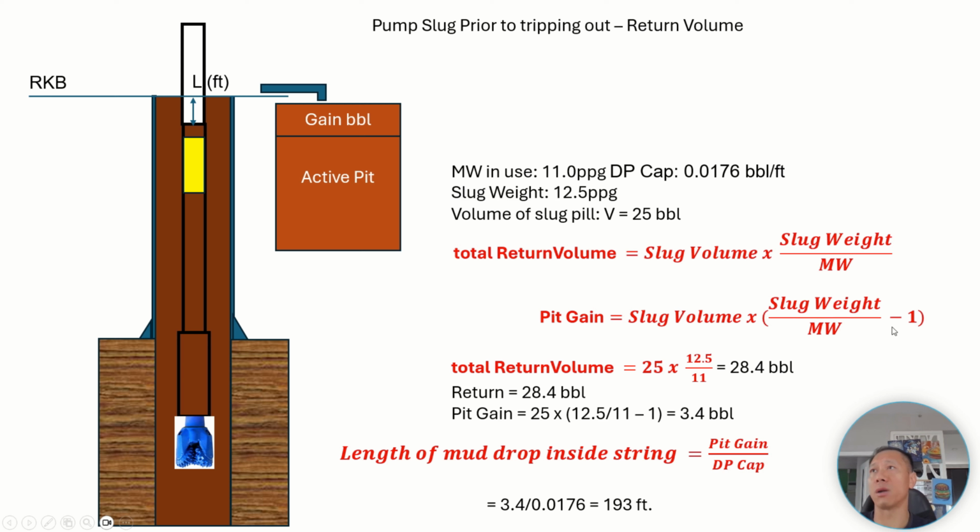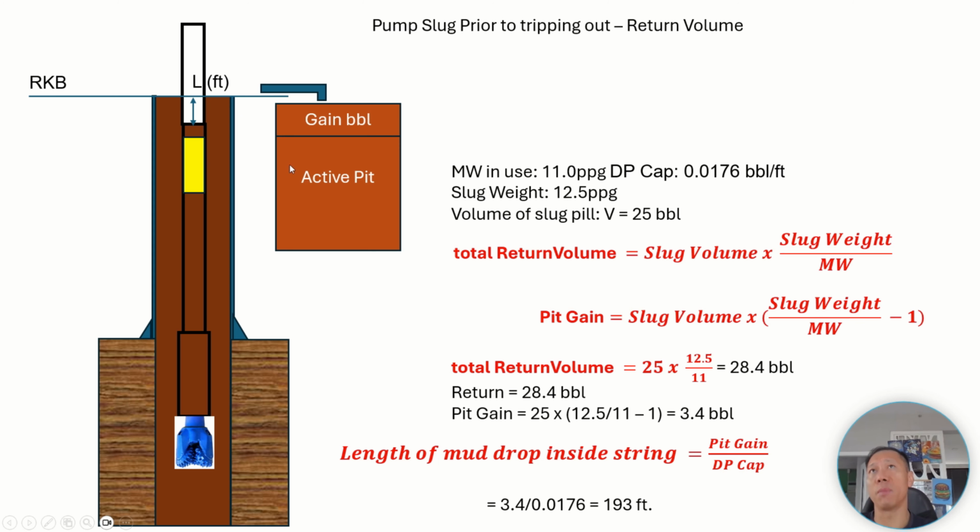This pit gain is actually the volume caused by the difference in weight between the slug and the normal mud. You take this pit gain divided by the capacity of the drill pipe, and you get the length of the mud drop, or the dry pipe inside the string.